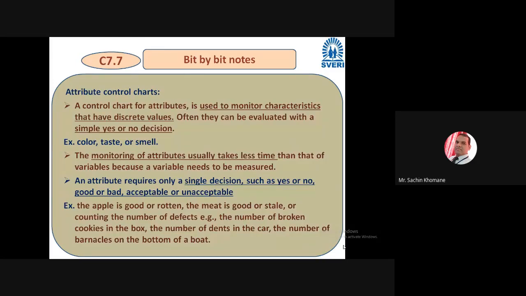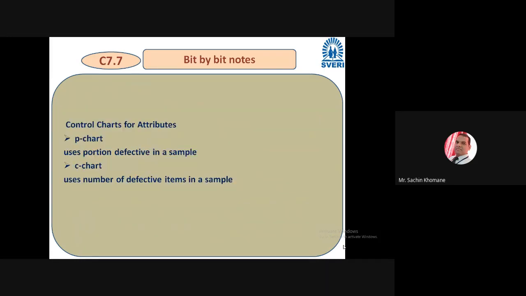Attribute type of control chart we have seen, when we should use it: when answers are in the form of yes, no, bad, good, or acceptable, unacceptable. If such answers will be there, then we should go for attribute type of control charts, for example color, taste, smell. So in that case we should use attribute control chart. There are two types of attribute control chart: P chart and C chart, that we have seen.